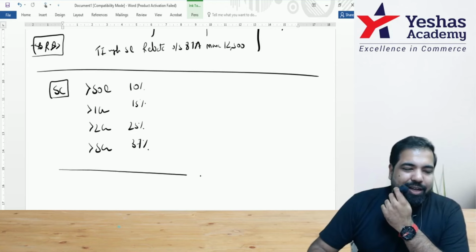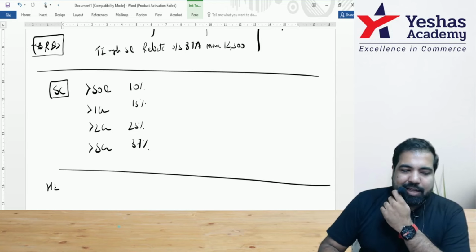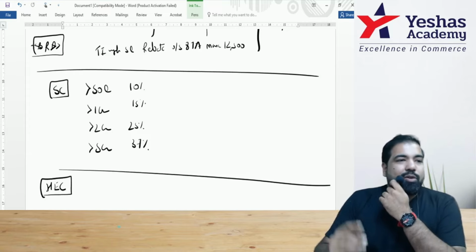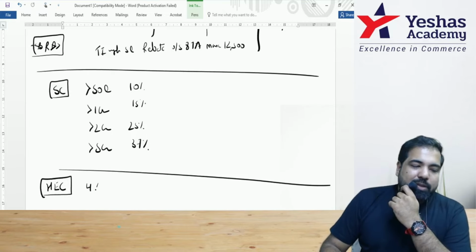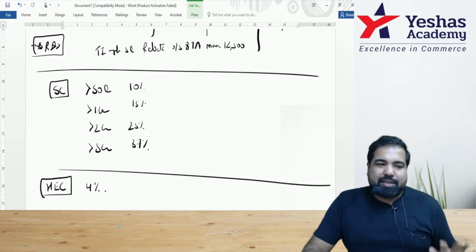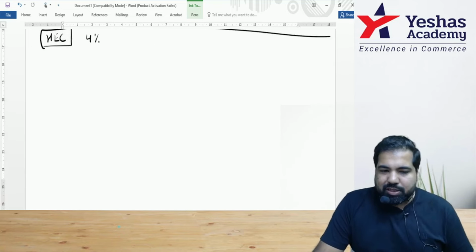And guys, quietly sitting at the bottom very confidently is health and education cess, which can only be used for health or education. And this is a flat rate of what percent, guys? 4%. This is basically something that is useful. This is called the old scheme of tax, guys.